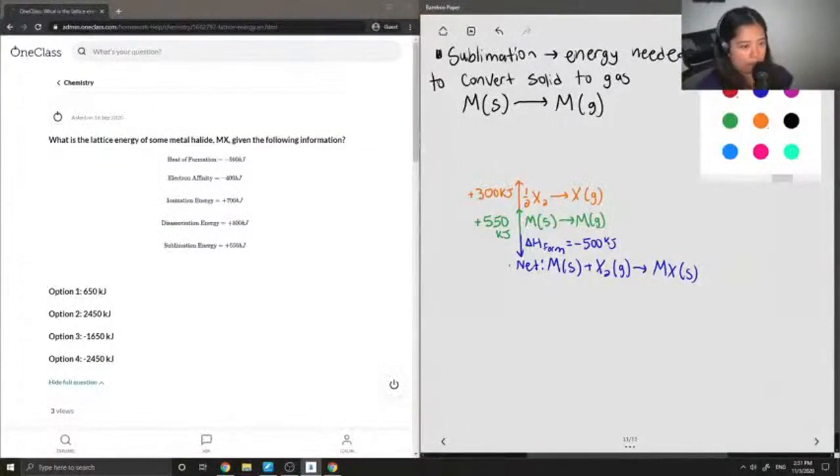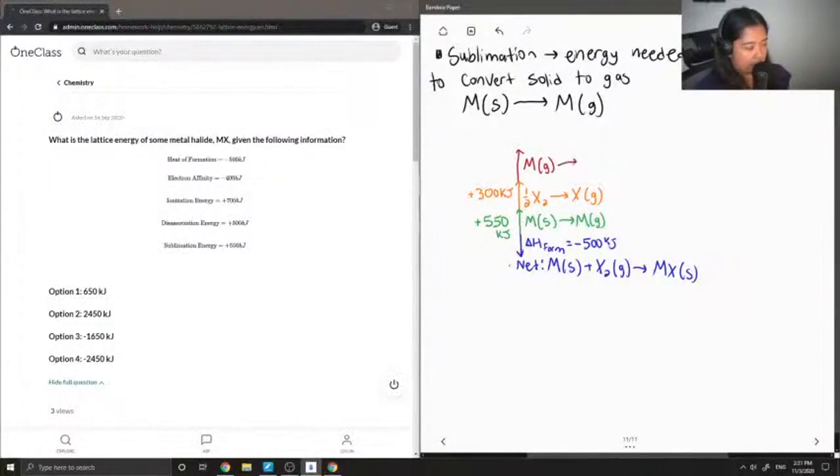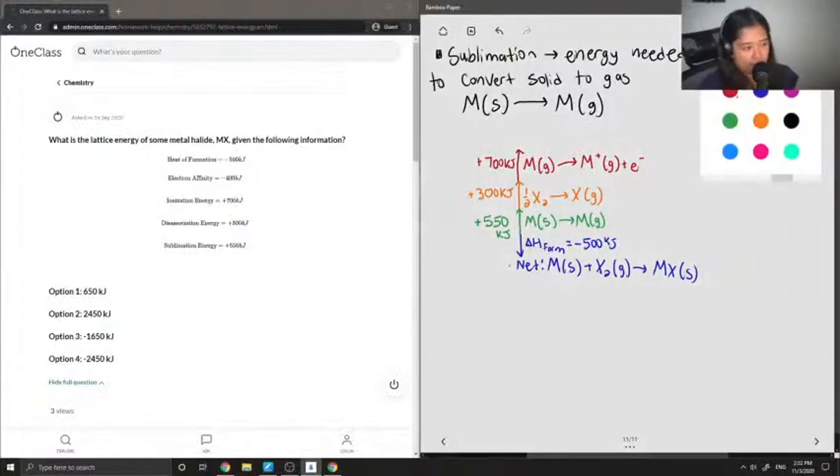And then what also requires energy is ionizing our metal to make it positively charged. So we have now our metal as a gas, and then it will be ionized to M plus an electron. So this is ionization energy, and it has a value of 700 kilojoules. So those are all of our positive values.